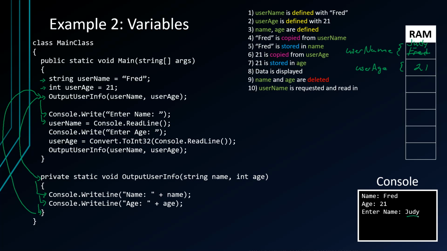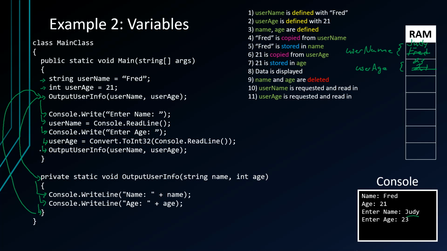And down here we said it's Judy. And then the same thing happens to age. And let's say they put in 23. So that gets destroyed, and 23 is now sitting in the memory. All right. So these next two lines are executed. And then finally we get down into the last output user info call.